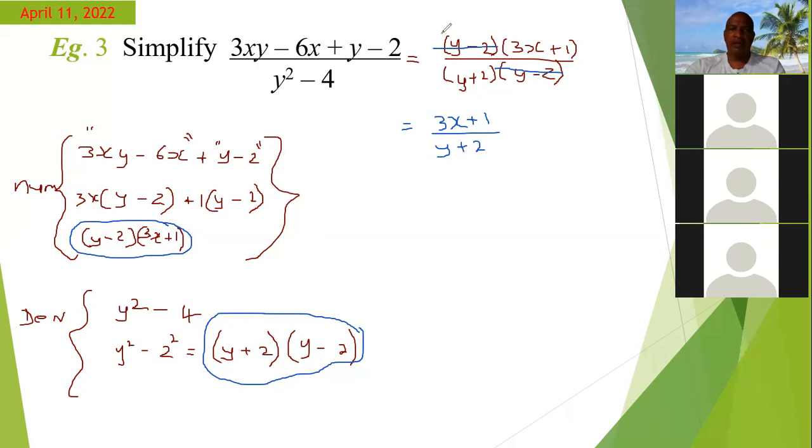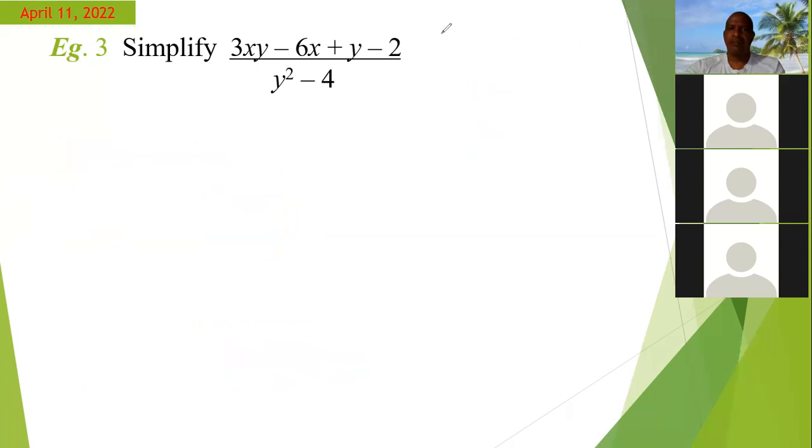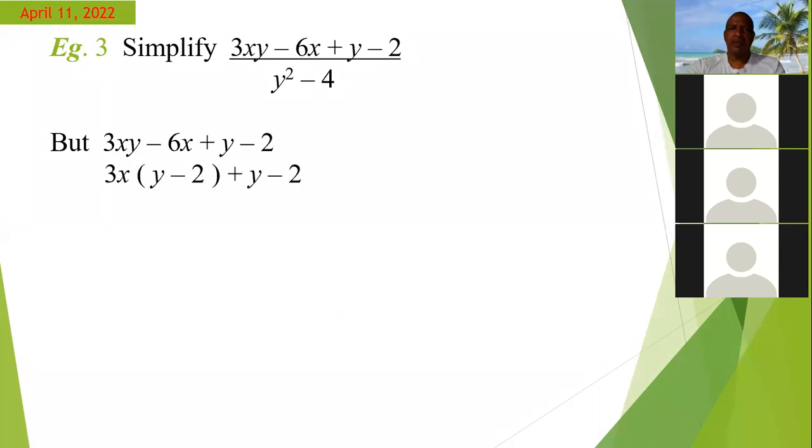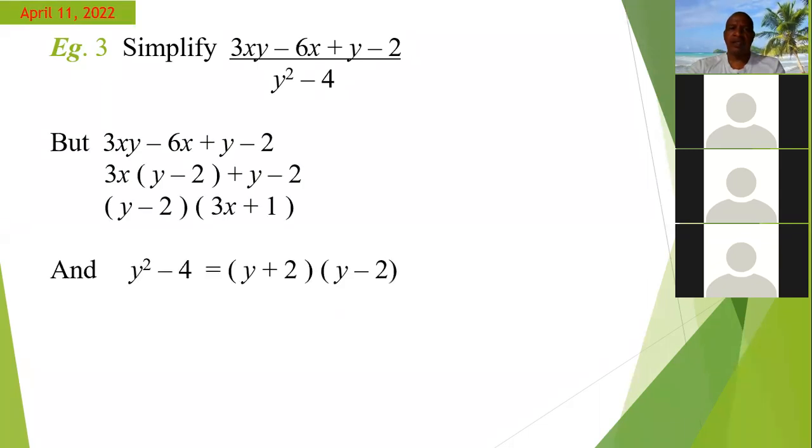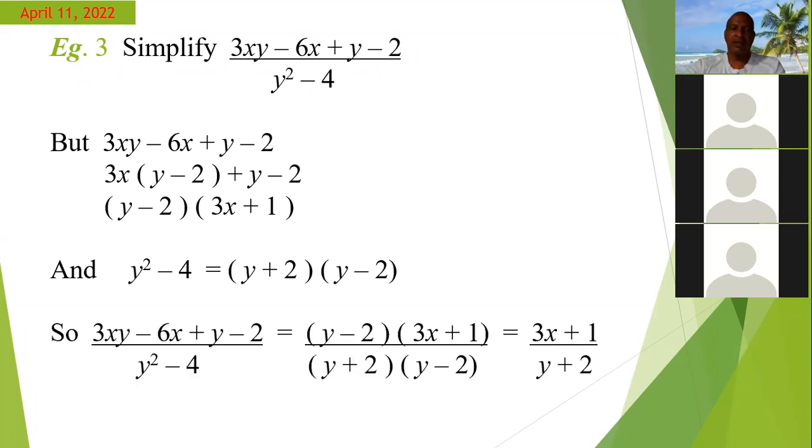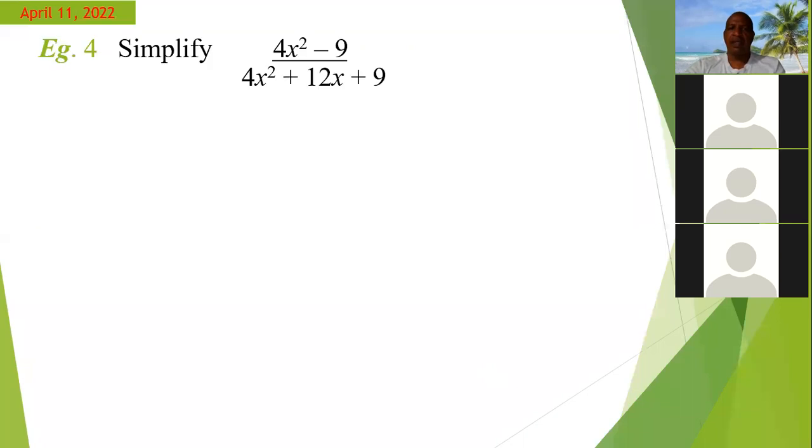So let me clear what we have on the screen and move on to our next example. All right, so this is what we would get when we factorize our numerator. These are the factors for our numerator. When we factorize our denominator, these are the factors. So we rewrite our fraction, putting the factors for the numerator in the numerator and those for the denominator in the denominator. Then we cancel like expressions.